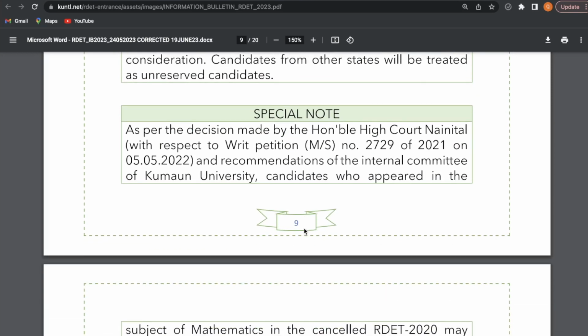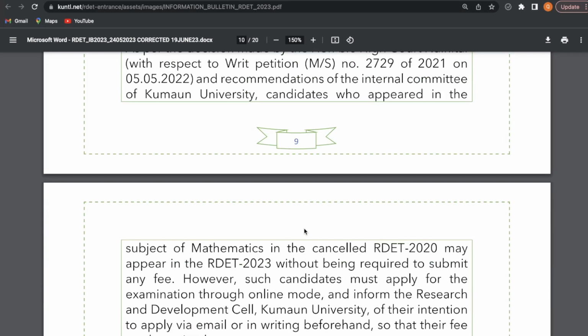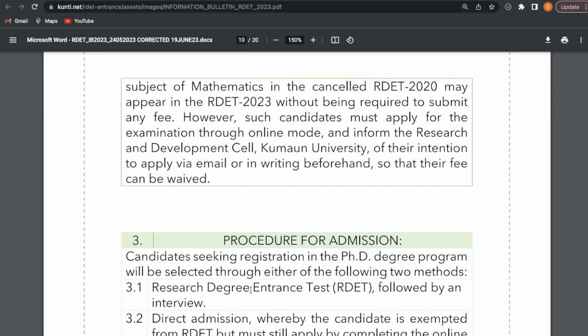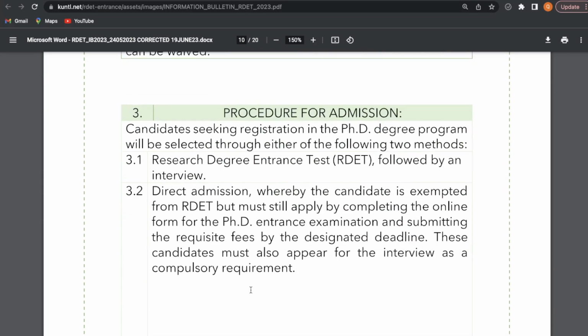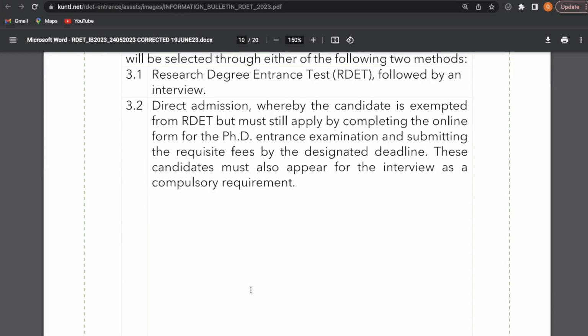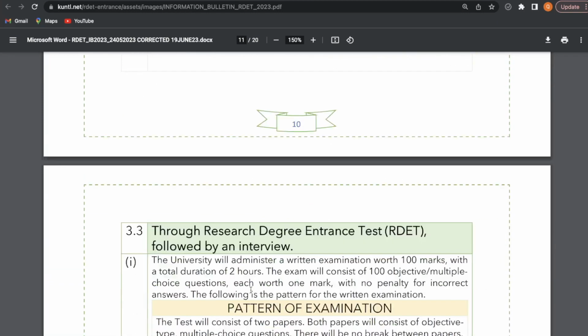Now, the special note is for mathematics. If you are from mathematics and if you have filled RDET 2020, then there is no need to fill this current form. You will be directly given the examination. But you have to inform via email or in writing beforehand about the fee waiver. So your application fees of 2,150 will be waived off. Got it? So now the procedure, you have to give the entrance examination. This is clear cut. So if you are exempted, exempted students don't need to give this examination.